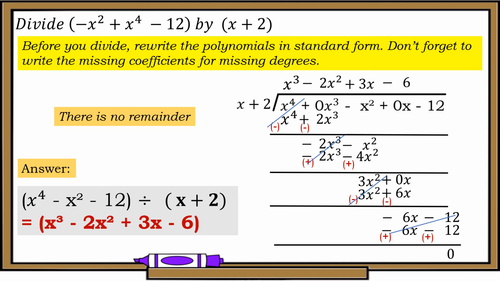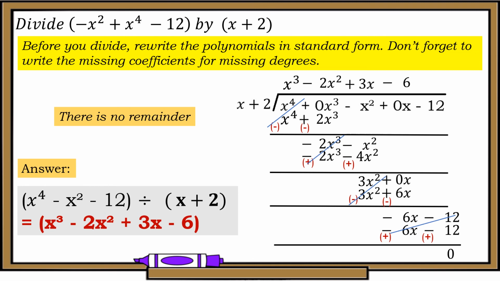Bakit hindi ko na sinulat dito yung 0x cubed? Kasi isusulat na natin siya sa standard form. So, hindi pwede yung 0 ang numerical coefficient. Ginamit lang natin yan dito para maayos natin siyang ma-divide at hindi malito yung kanyang exponent.